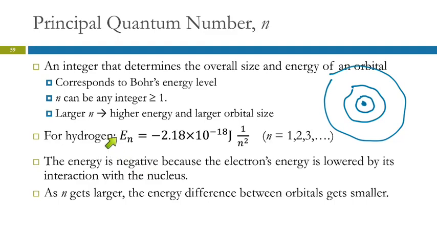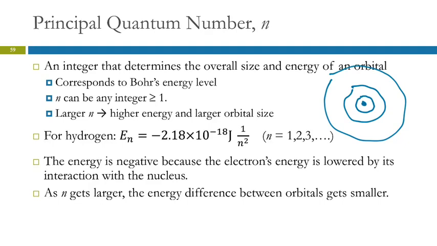calculations for hydrogen. The energy at level n is equal to minus 2.18 times 10 to the minus 18th joules times 1 over n squared. So if n is 1, you can plug that in. If n is 2, plug 2 in there. You can calculate the energy for an electron in each of these different levels for hydrogen. The energy is negative because the electron's energy is lowered by its interaction with the nucleus. Lower energy is more stable.